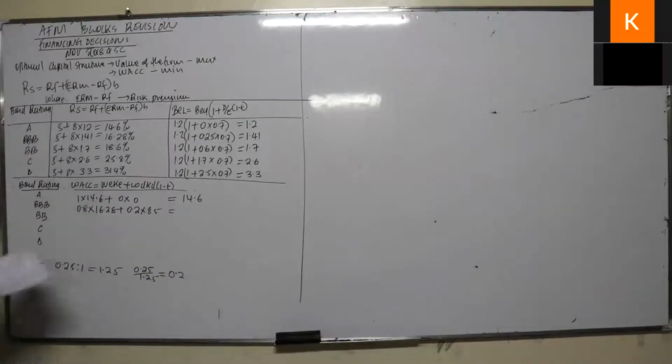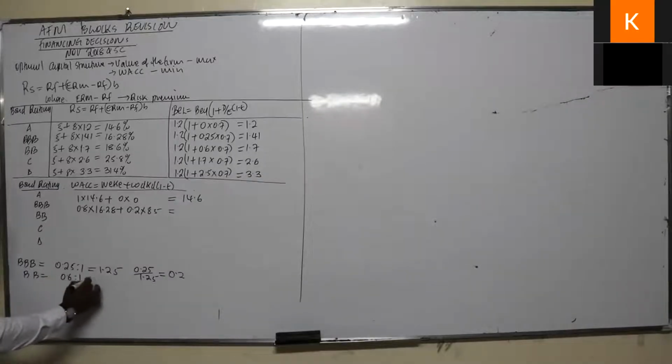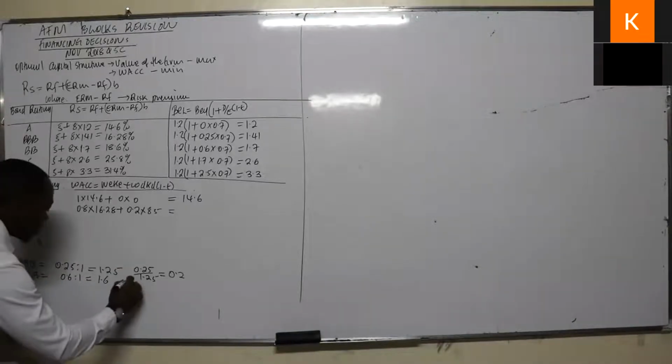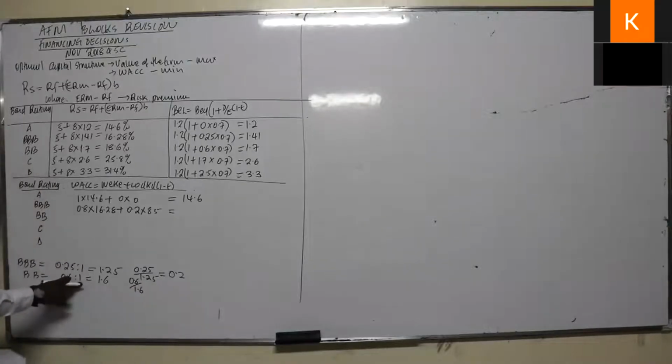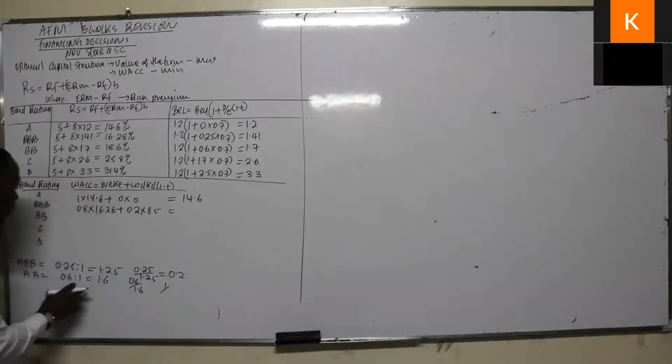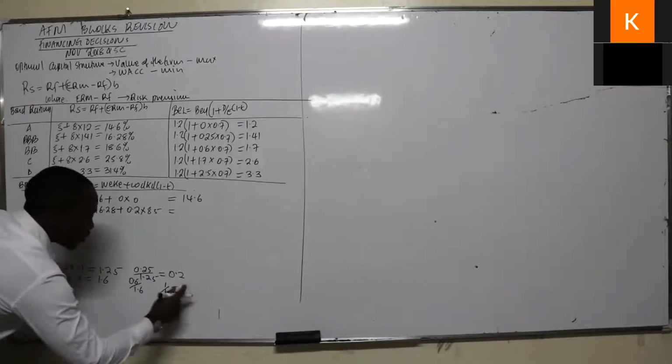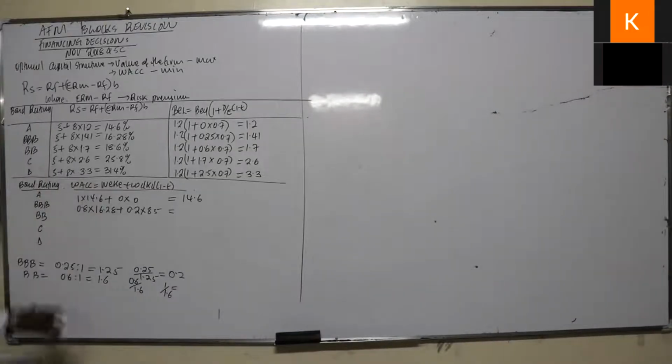Let's go to BB. Debt to equity ratio is 0.6. That means 0.6 is to 1. So if you add the two, you get 1.6. To get the debt, you take 0.6 and divide by 1.6. To get the equity, you take 1 and divide by 1.6. So give me for the equity, 1 over 1.6.